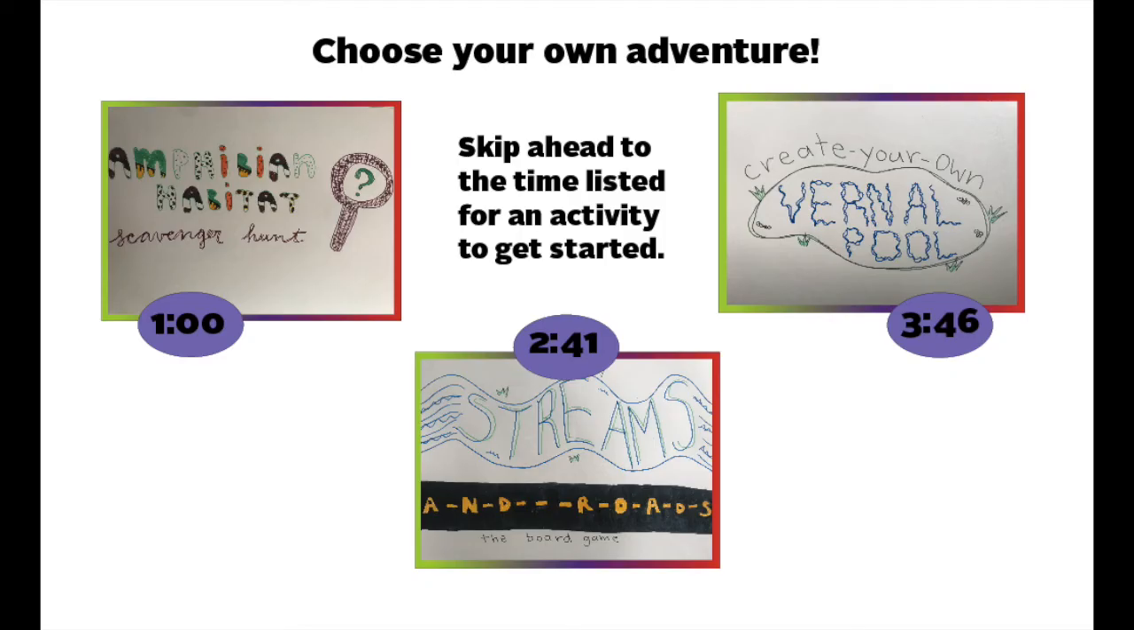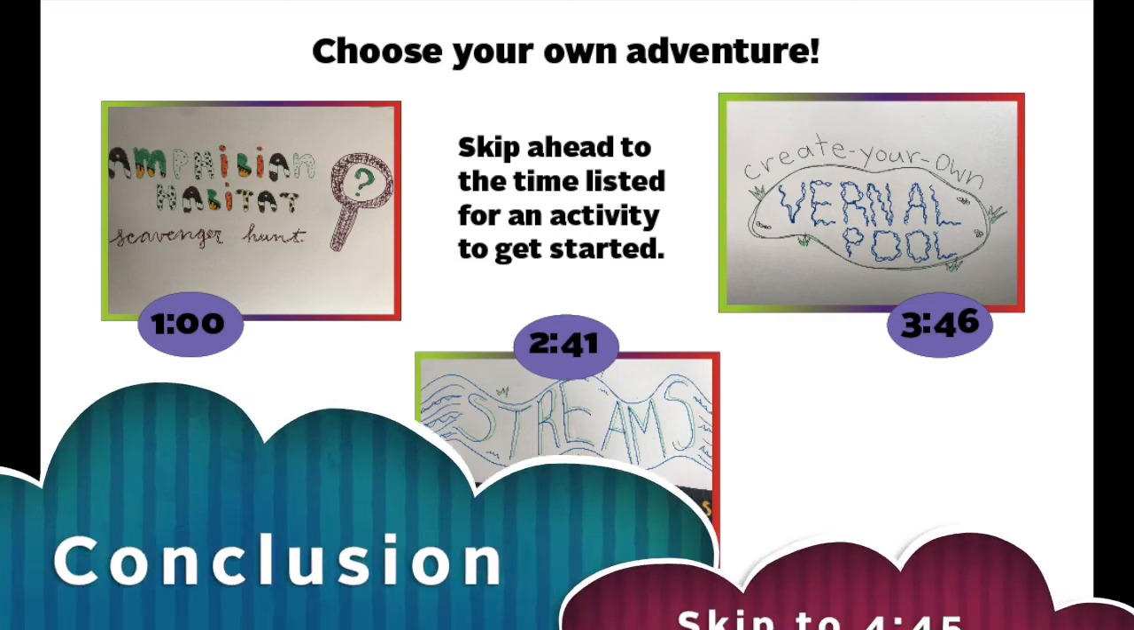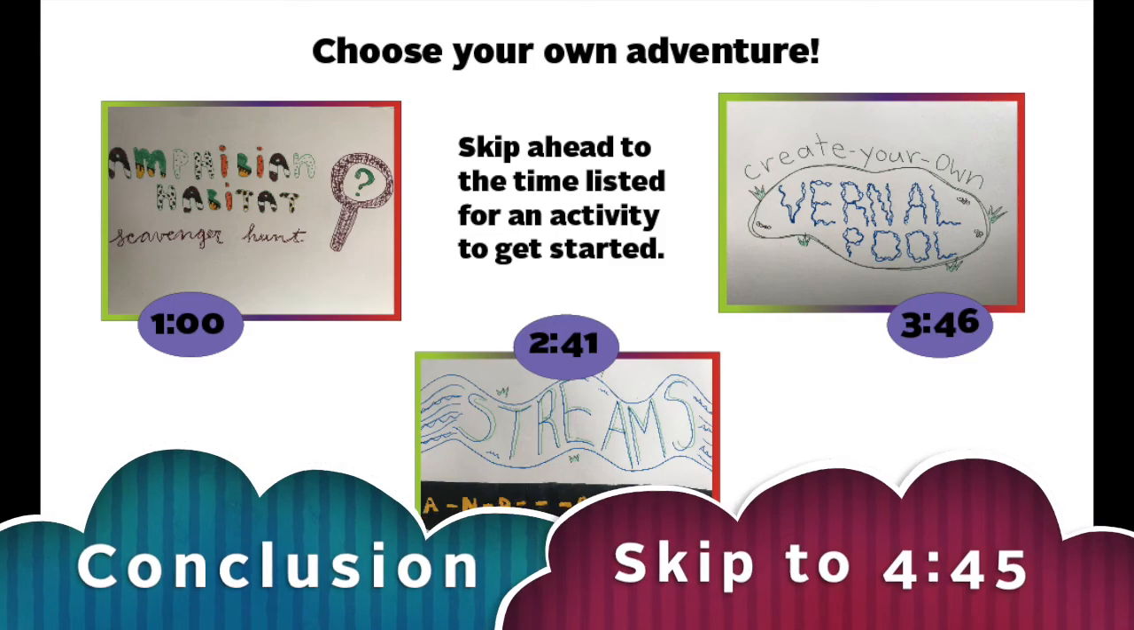There are three activities to choose from: the amphibian habitat scavenger hunt, the Streams and Roads board game, or create your own vernal pool. After you've completed the activity, we have included a short conclusion at the end of the video. Feel free to select more than one of the activities.